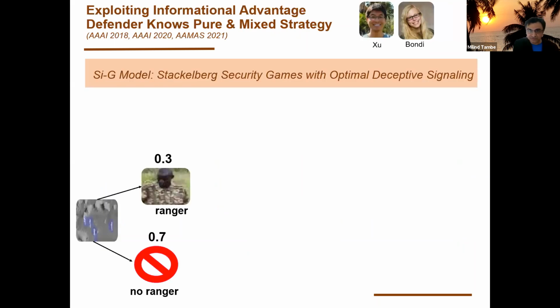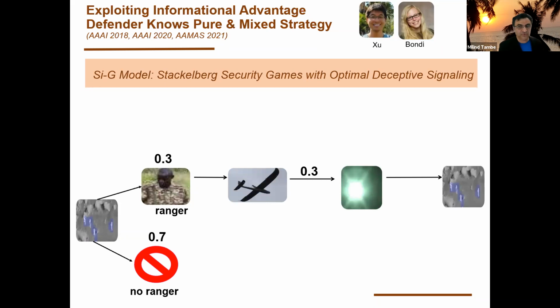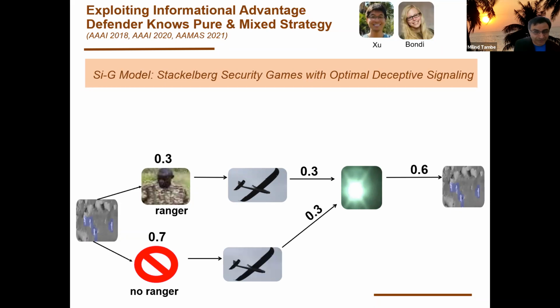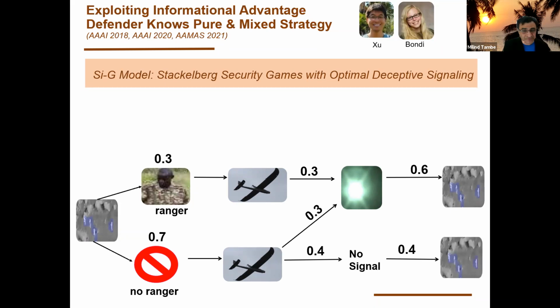And so there are these Stackelberg security game models for optimal deceptive signaling. I'll just give a brief overview of how this works. Supposing there's a 30% chance that a ranger is present in our grid square and 70% chance the ranger is not present. The drone flying overhead not only knows the mixed strategy, they know the pure strategy, where the ranger is actually present or not. If the ranger is present, they'll truthfully signal to the poacher the ranger is present. When the ranger is not present, they'll sometimes signal to the poacher that a ranger is present and sometimes be honest and say, no, there is no ranger here.